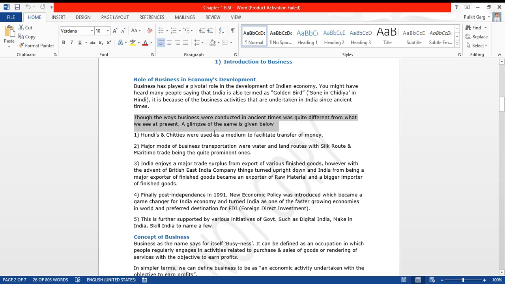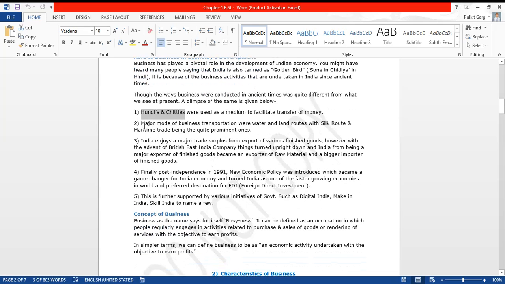Previously, to facilitate the transfer of money, we used to have certain instruments known as hundis and chittis, which are not in use nowadays. The major mode of transportation for business was water and land routes. Prominent ones were the Silk Route and maritime trade. In today's time, we do have air transportation also, but it was not prominent in ancient times.